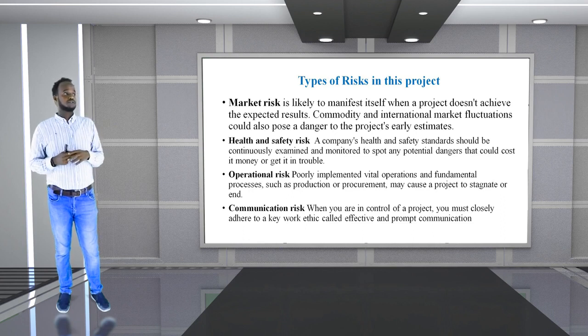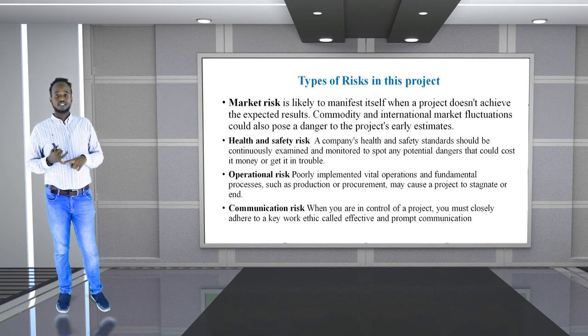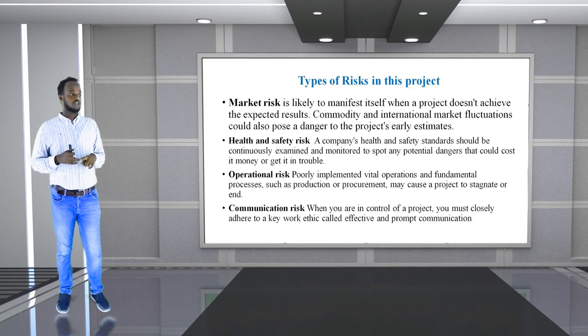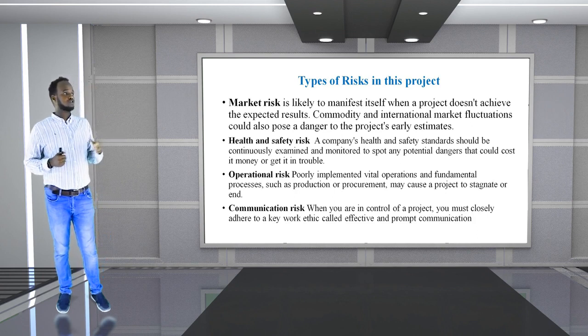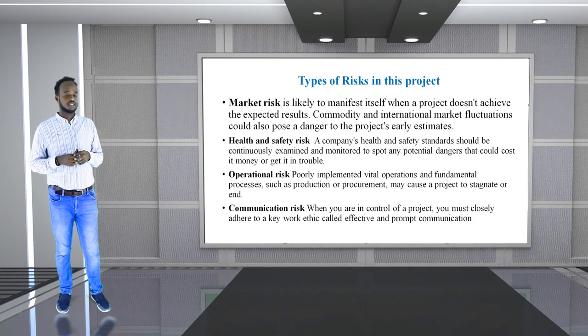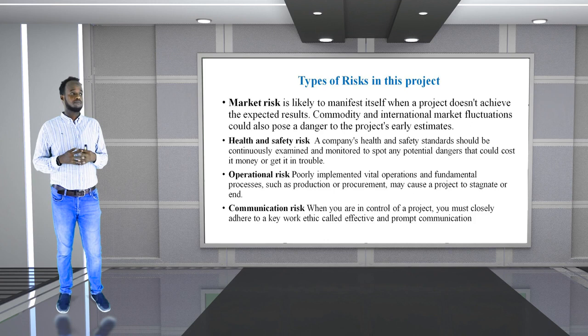Let us talk about the types of risk management in this assignment: market risk, health and safety risk, operational risk, and communication risk. Market risk is likely to manifest itself when the project does not achieve the expected result. Commodity and international market fluctuations could also pose a danger to the project's early estimates.